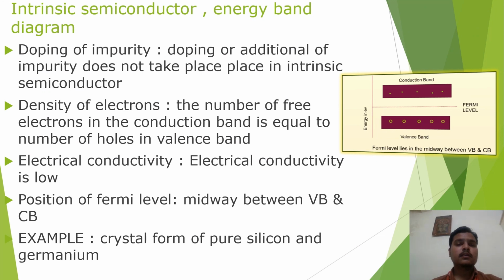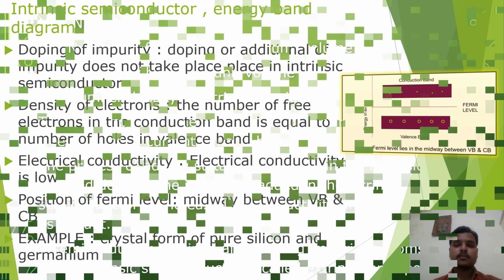In this intrinsic semiconductor, we can see the energy band diagram. The doping of impurity, or addition of impurity, does not take place in intrinsic semiconductors. Density of electrons: the number of free electrons in the conduction band is equal to the number of holes in the covalent bond. Electron conductivity is low. Position of Fermi level: midway between VB and CB. Example: crystals of pure silicon and pure germanium.